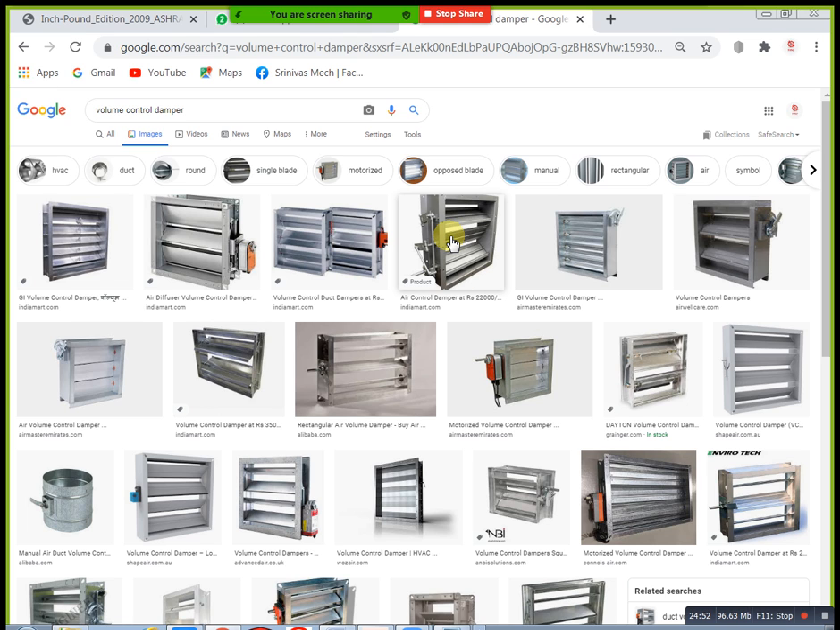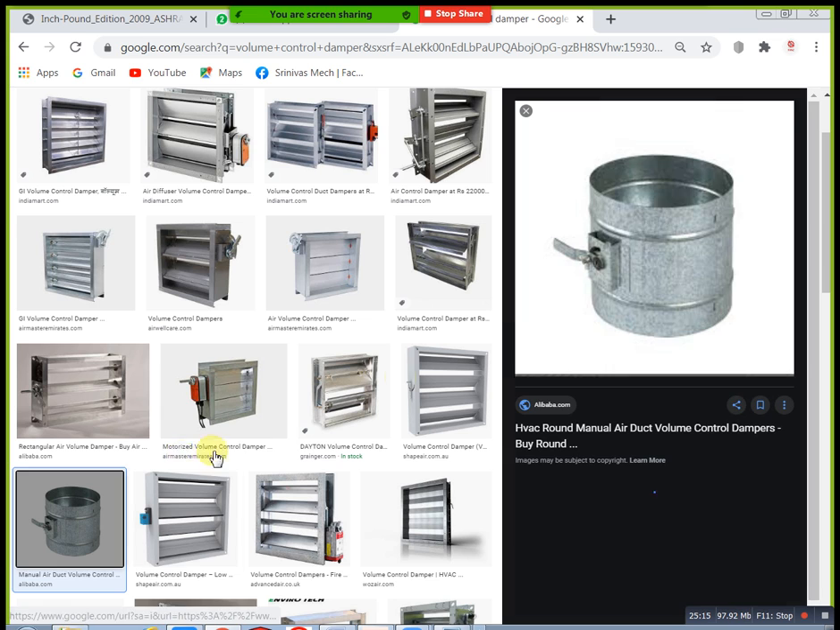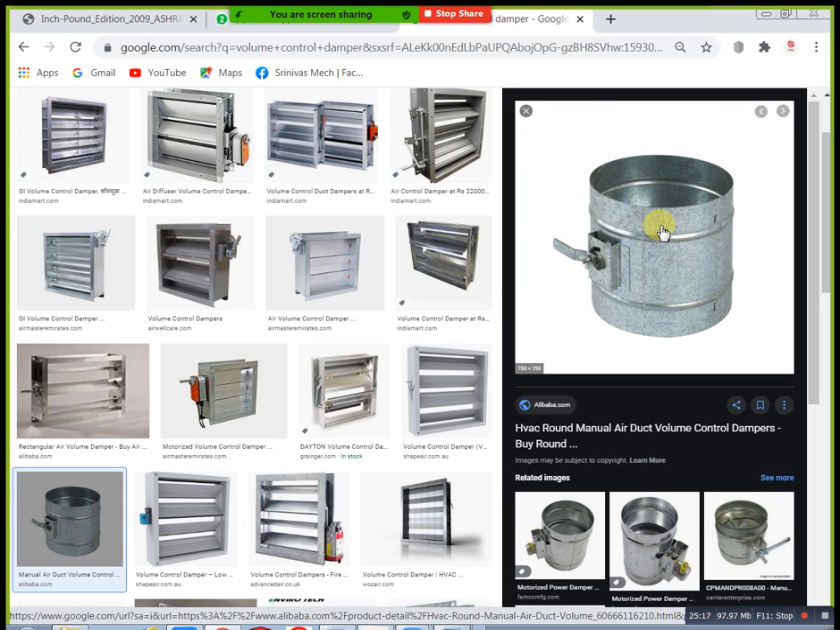For example, if you are using rectangular duct, in that condition you can use the rectangular type. Okay, if you are using square, you can use square. If you are using circular, you can use the circular type. That depends upon your shape. Okay, you can select the dampers accordingly.